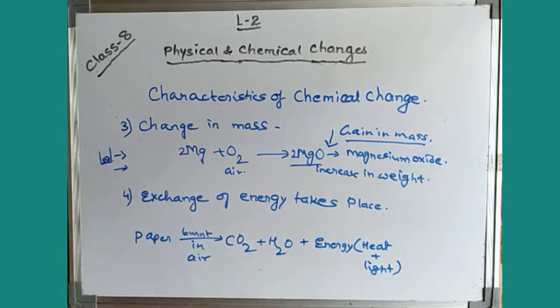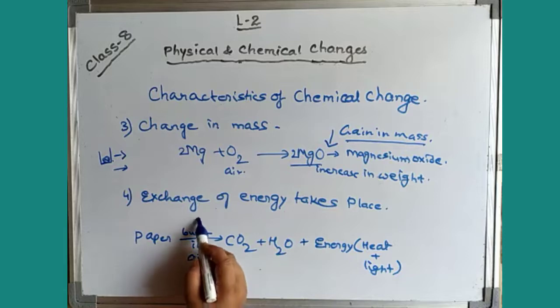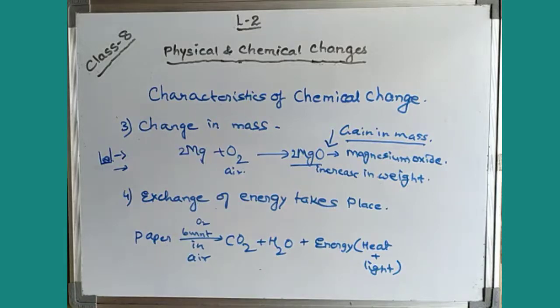Now coming to the last point, that is, exchange of energy takes place. You know that in any burning of fuels, two common byproducts always come out, that is carbon dioxide and water vapor, and a lot of energy. The energy can be in the form of heat and light, sometimes only in the form of heat. So let us see an example. When paper burns in open air, that means it is taking oxygen, it changes to two byproducts, carbon dioxide and water vapor, and a lot of energy in the form of heat and light is produced.